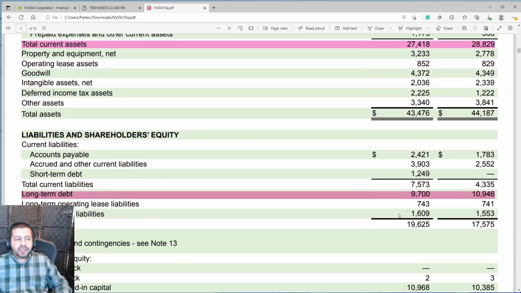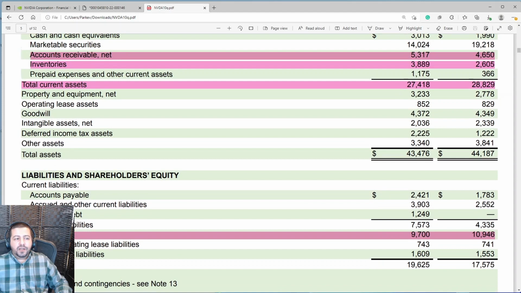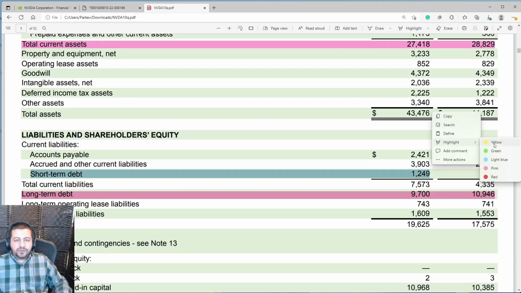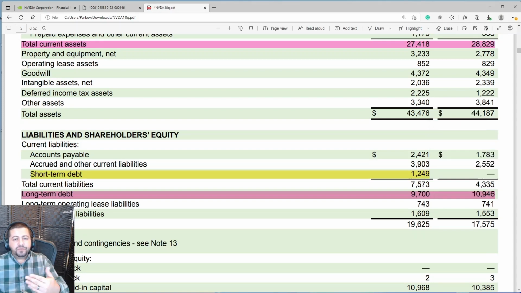And I always like to look at a company's long-term debt. For Nvidia, we see here that long-term debt decreased from 10.9 billion at the same time last year to 9.7 billion this year. But we see short-term debt increased by a similar magnitude as long-term debt decreased by, which tells me that they could have refinanced some long-term debt into short-term debt, or that debt has 8 months remaining and so now it's categorized as short-term instead of long-term debt.